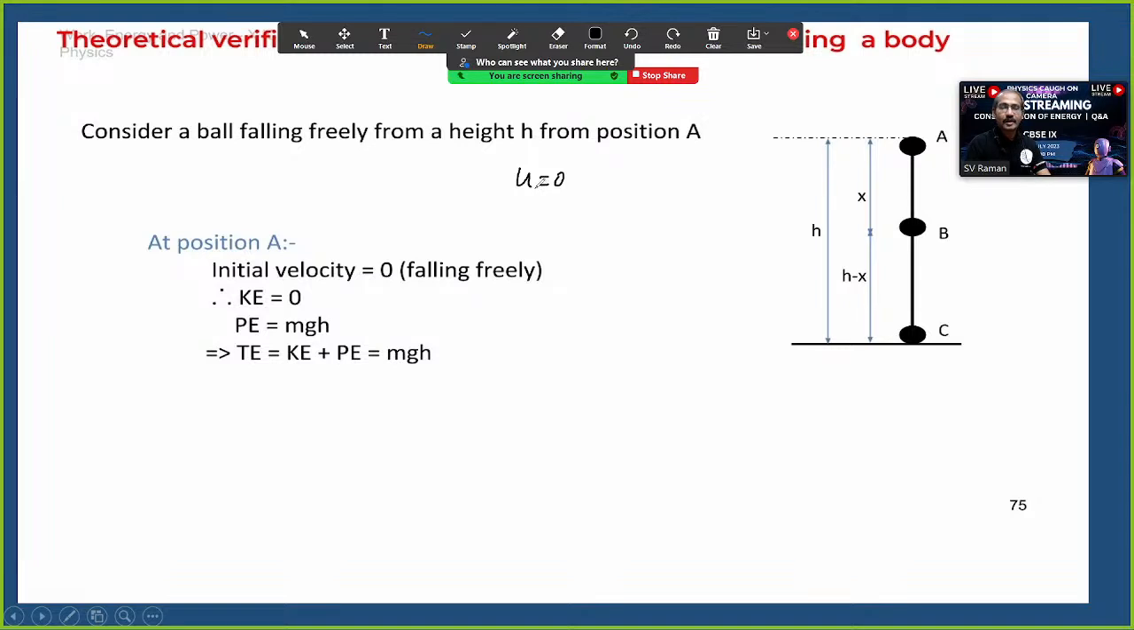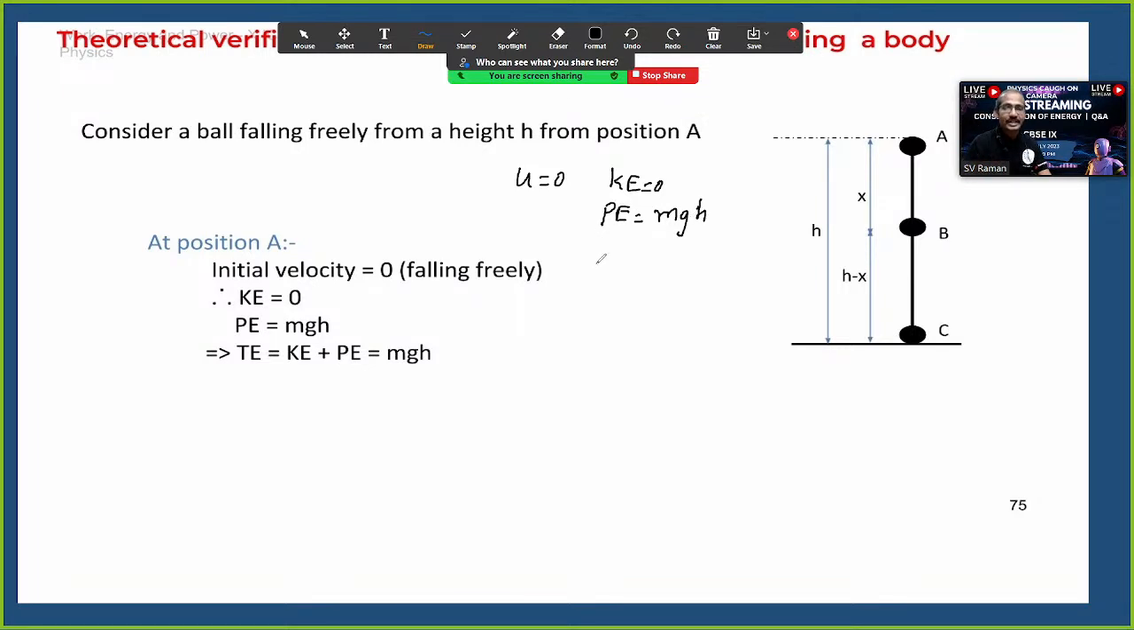Initial velocity. What about kinetic energy? Kinetic energy will be 0. But there will be a potential energy. PE is equal to mgh. Just now we have studied an object of mass m which is lifted to height h attains potential energy.